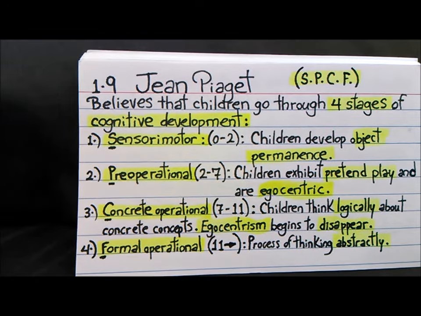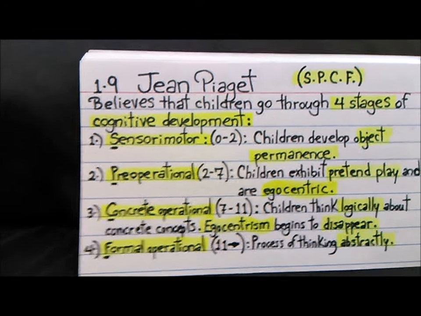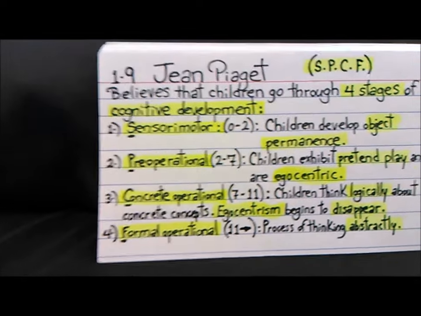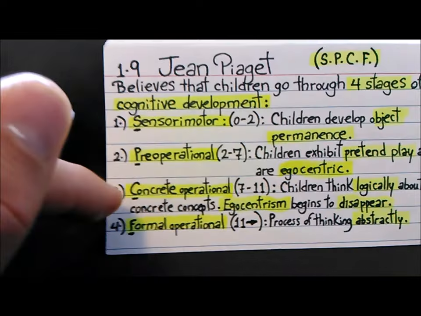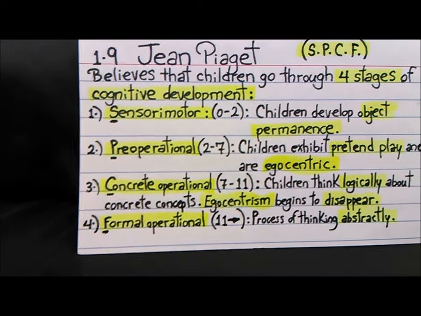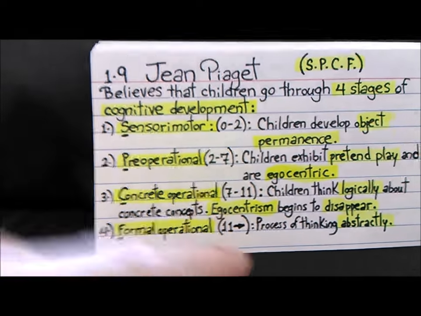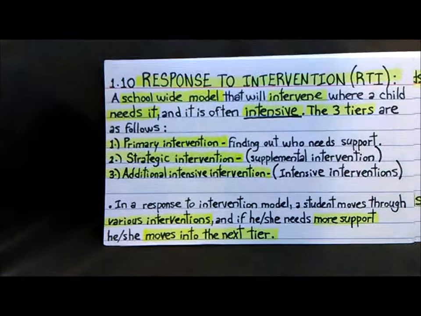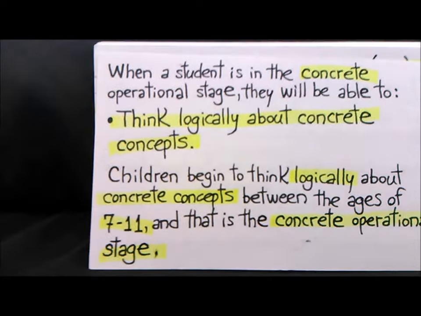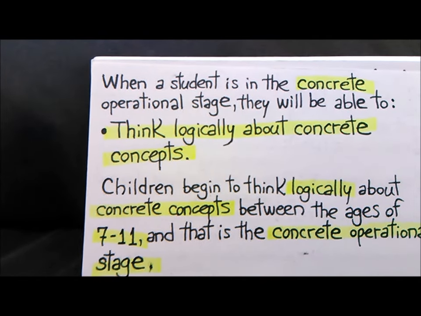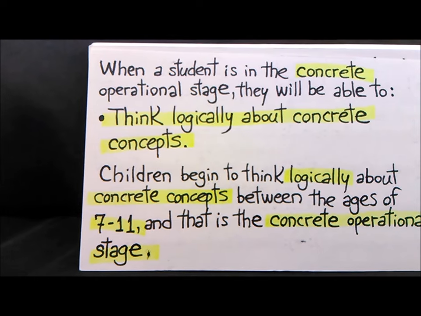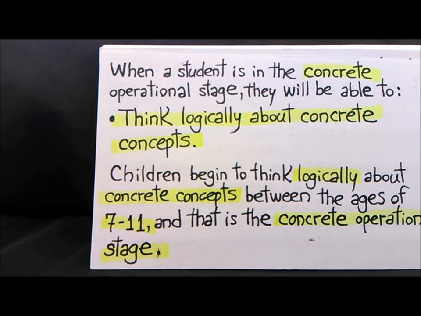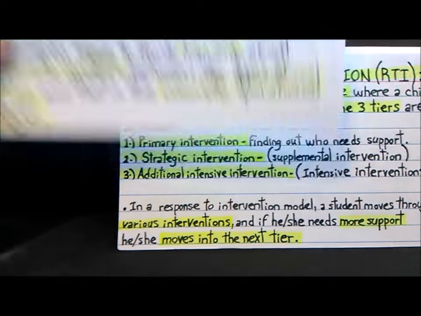Preoperational, 2 to 7 years old, children exhibit pretend play and are egocentric. 3, concrete operational. From 7 to 11 years of age, children think logically about concrete concepts. Egocentrism begins to disappear. And the last one, formal operational. From 11 and above, process of thinking abstractly. When a student is in the concrete operational stage, they will be able to think logically about concrete concepts. Children begin to think logically about concrete concepts between the ages of 7 and 11. And that is the concrete operational stage.